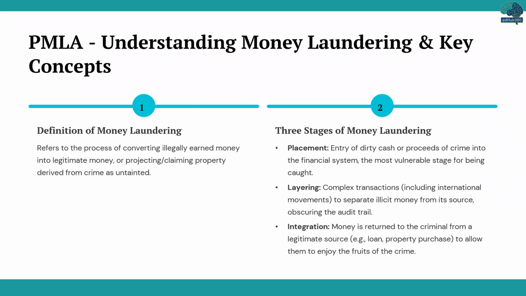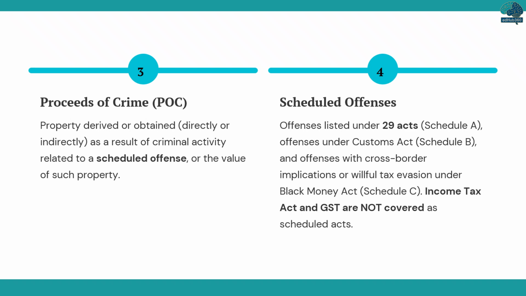2 other crucial concepts under PMLA are proceeds of crime and scheduled offenses. Proceeds of crime, or POC, refers to any property, whether directly or indirectly, derived or obtained from criminal activity linked to a scheduled offense, or the value of such property.